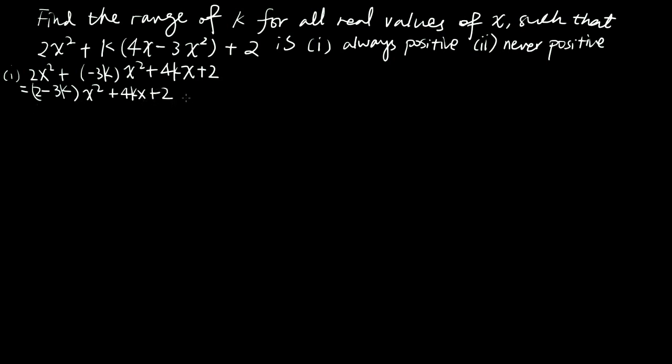So imagine we are going to draw the graph of it. How does it look? If it's always positive, the graph should look like this, right? The entire graph should be above the x-axis. This is what we mean by always positive. So there are actually two conditions.